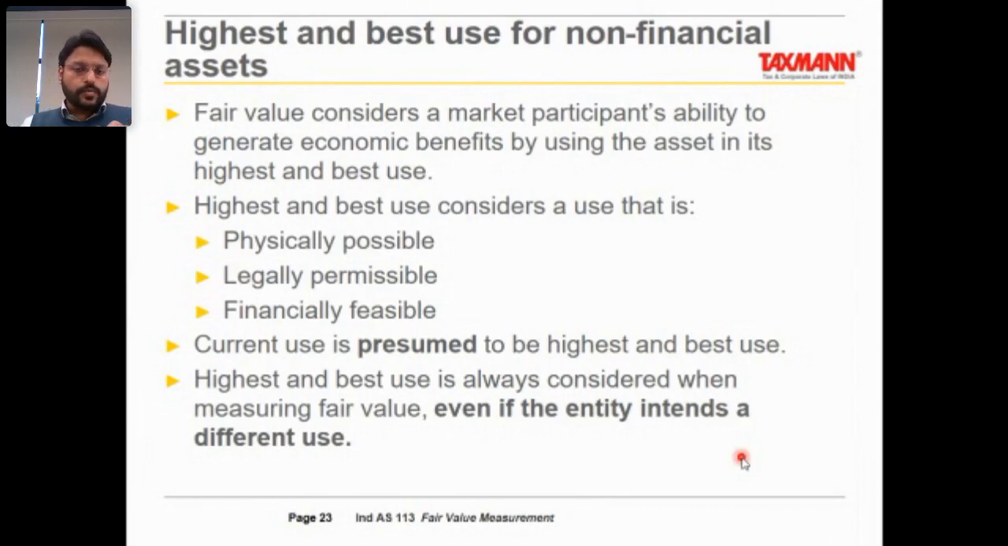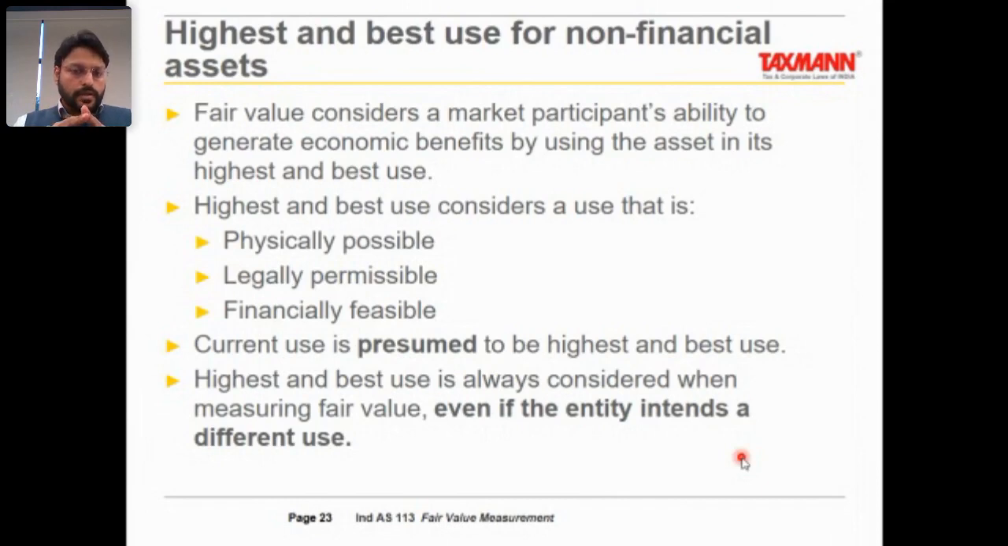Financially feasible. Suppose I want to construct a Burj Khalifa on this land, but I do not have that much finance with me to construct a Burj Khalifa on this land. So that is not financially feasible. So first of all, we need to filter out what are the possible uses by using these 3 filters: physically possible, legally permissible, and financially feasible.